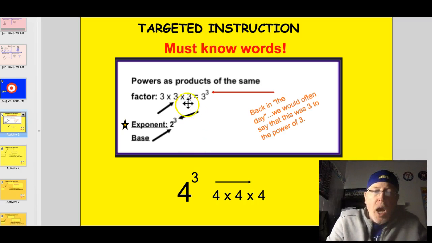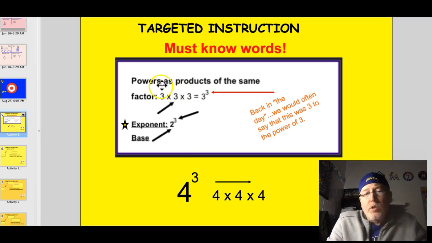Okay. You also have to know that when I ask you to write the power as a product of the same factor, I want you to take that base and exponent, break it down, and write it out as a string of digits with multiplication signs in it. This one's easy. It's 3 to the 3rd. We don't have to know the difference between the base and the exponent here. But what I did was I took the base 3 and I wrote it 3 times and I put multiplication signs in between. This one's a little trickier.